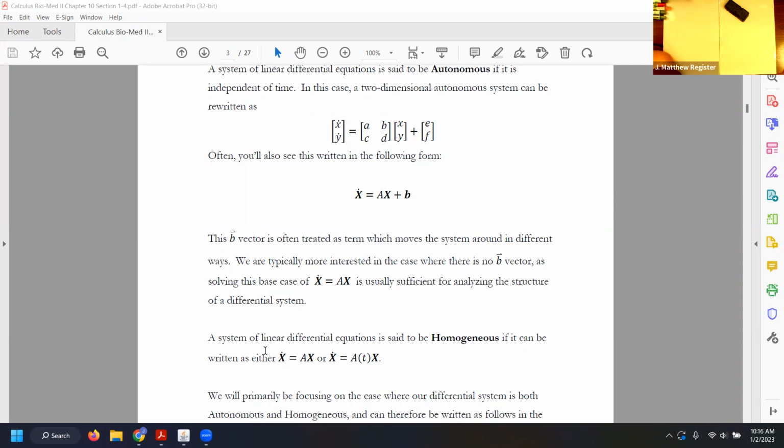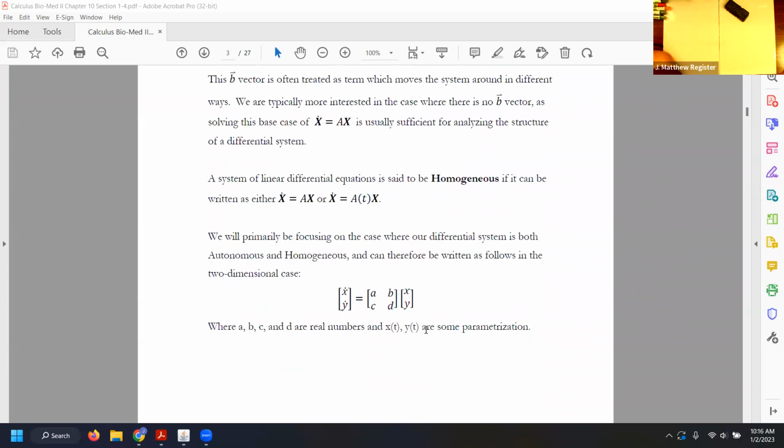And so a system of linear differential equations is said to be homogeneous if it can be written as either x dot equals Ax or x dot equals A of t times x. The Ax here is saying that we're just dealing with an autonomous system. A of t would be non-autonomous, where there's some functions of t in here.